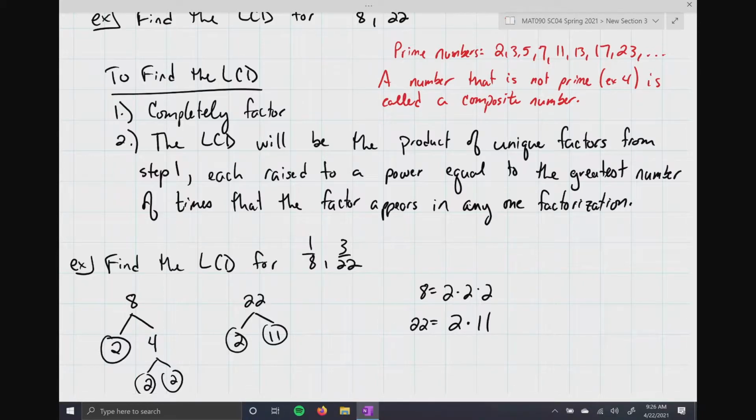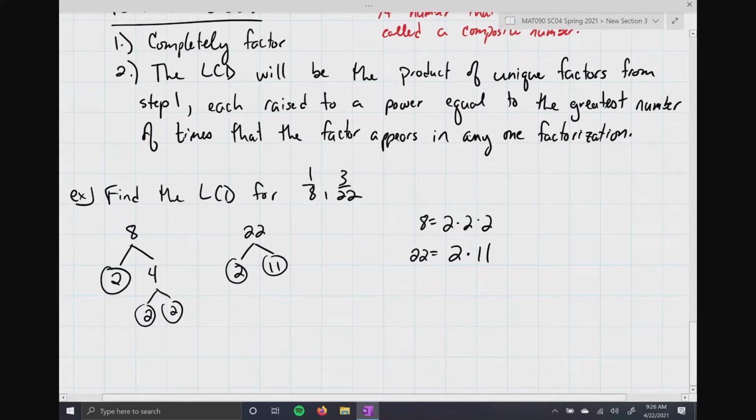Okay? You could think of the prime factorization of a number as its fingerprint. No two numbers have the same exact prime factorization. It doesn't exist. So it's like a fingerprint. So here's what I did. Step 1, completely factor. 8 equals 2 times 2 times 2. 22 equals 2 times 11. All right? Now, here's step 2. Step 2 says the LCD will be the product of unique factors. So the LCD is going to equal, hold on one second.